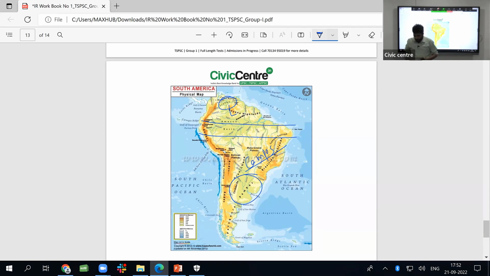Now see the important rivers in Australia. Murray-Darling River. Darling is a tributary of the Murray, which originates from the Great Dividing Range, on the eastern side of Australia.